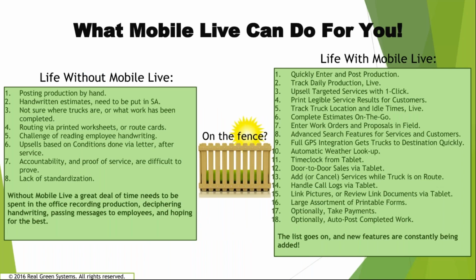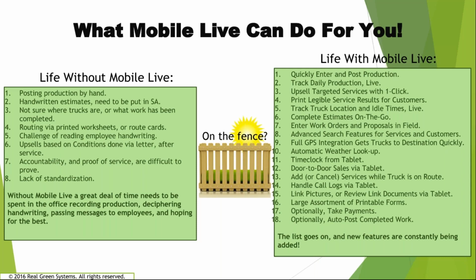So life without Mobile Live, you're posting production by hand. You have to decipher handwritten estimates that need to be entered into Service Assistant. You're not quite sure where your trucks are. The routing via printed worksheets or work cards can be a little confusing. Challenge of reading employees' handwriting, as I said, with the estimates. Upsells based on conditions are done later via letter after the service has been completed. The accountability or proof of service are difficult to prove, and there's a lack of standardization.